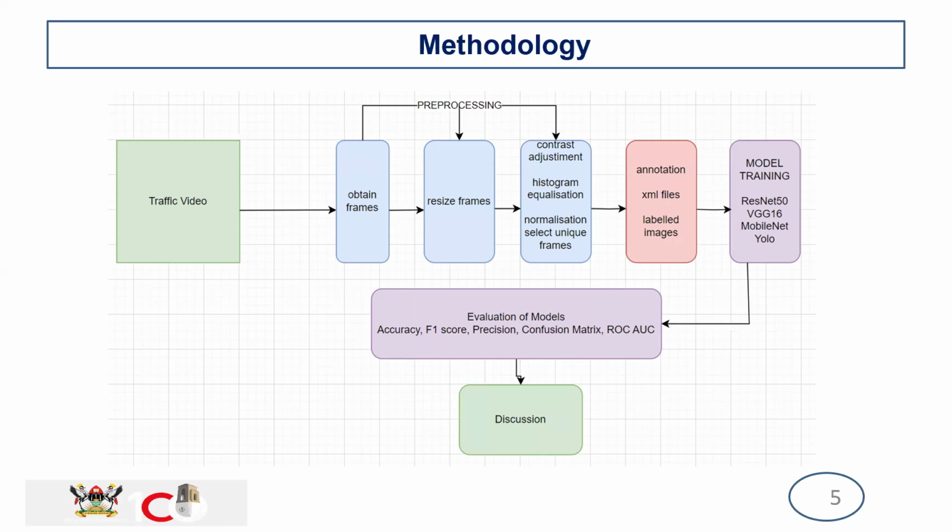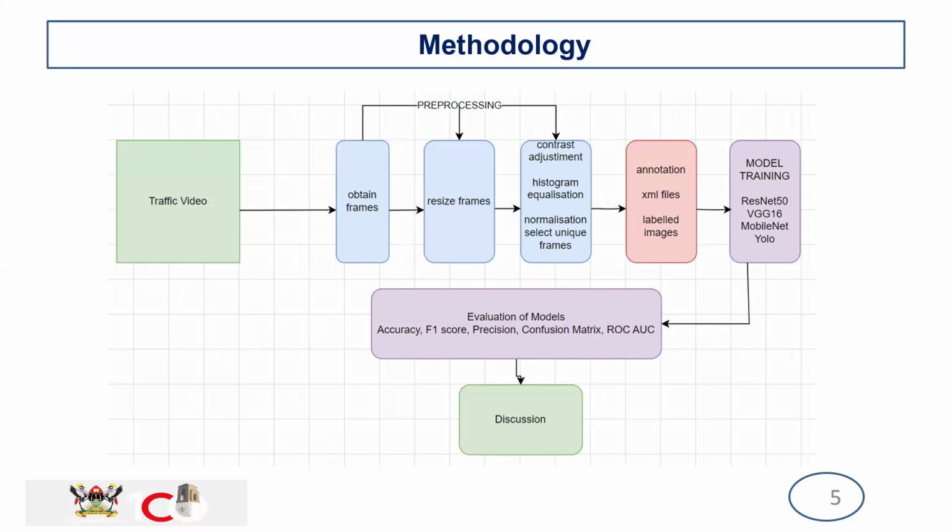So we had to look at resizing the frames, and then I went through the process of contrast adjustment, histogram equalization, normalization, and then I had to select the unique frames. Since I had very many frames that had been extracted from the video file, I wanted to concentrate on those frames that are unique, like I only get those frames that are not looking like the other frames that I already have, so that I can easily deal with different frames.